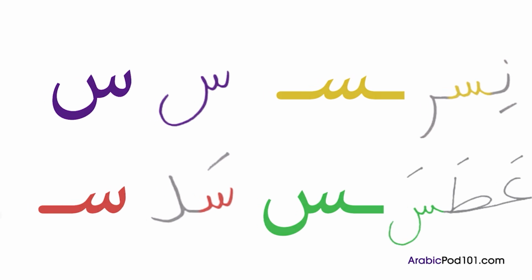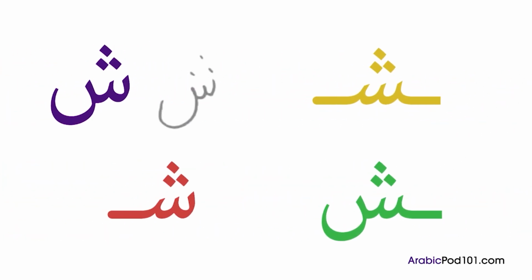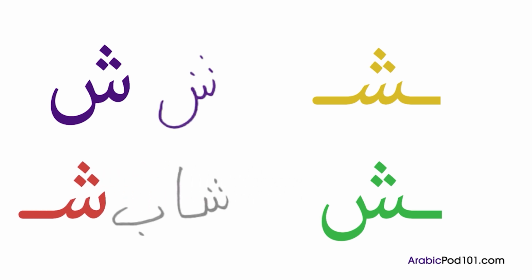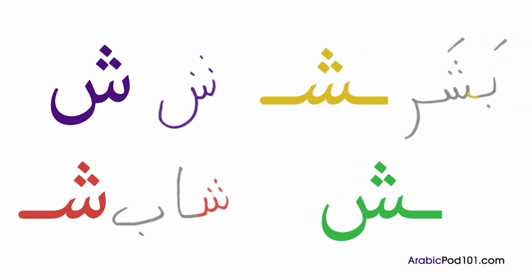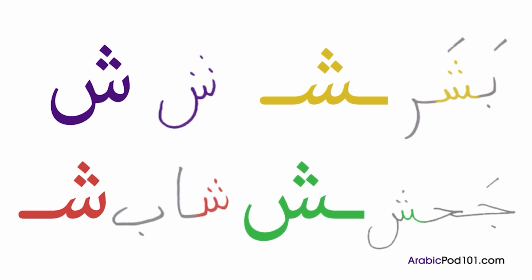Now let's review Sheen. Isolated, initial, medial, final. That's it for lesson 7. Now on to lesson 8's letters.